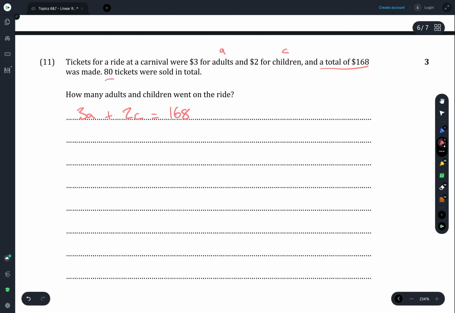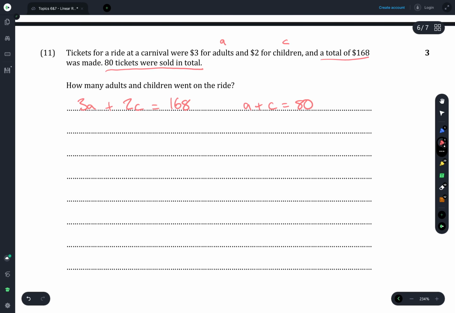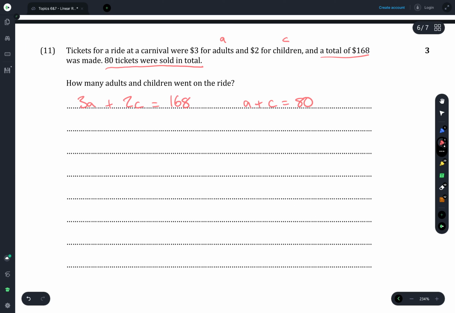And then we're also told that 80 tickets were sold in total. So that means all the adult tickets plus all the children's tickets adds up to 80. So now we have these two simultaneous equations that we can solve. Again, choosing which method we're going to use, we see that neither A nor C is by itself, so we're just going to have to line them up for the elimination method. We have 3A plus 2C equals 168. We have A plus C equals 80.